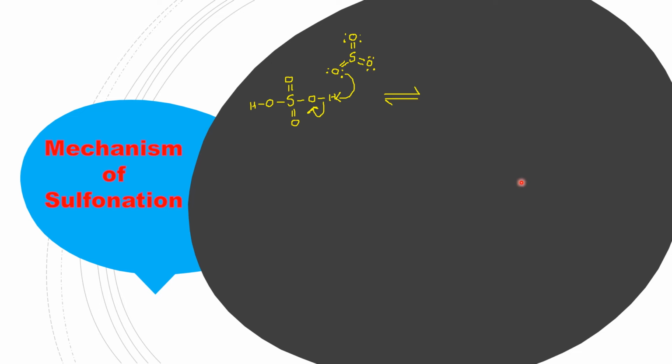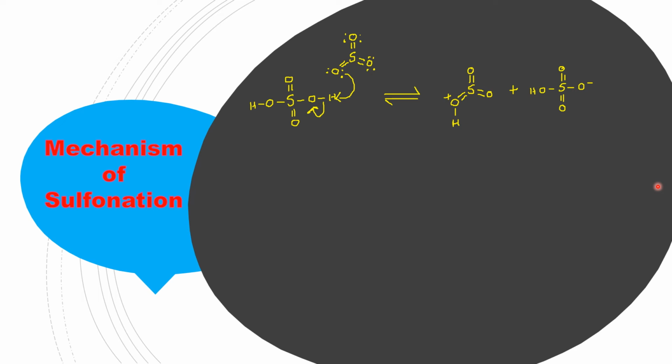Now this is the reaction mechanism of the sulfonation reaction. We know for the sulfonation reaction we use concentrated sulfuric acid and sulfur trioxide. So concentrated sulfuric acid is a strong acid, so it will give protons, and now this proton will be attacked by the oxygen lone pair of sulfur trioxide. Then we are getting these two compounds.